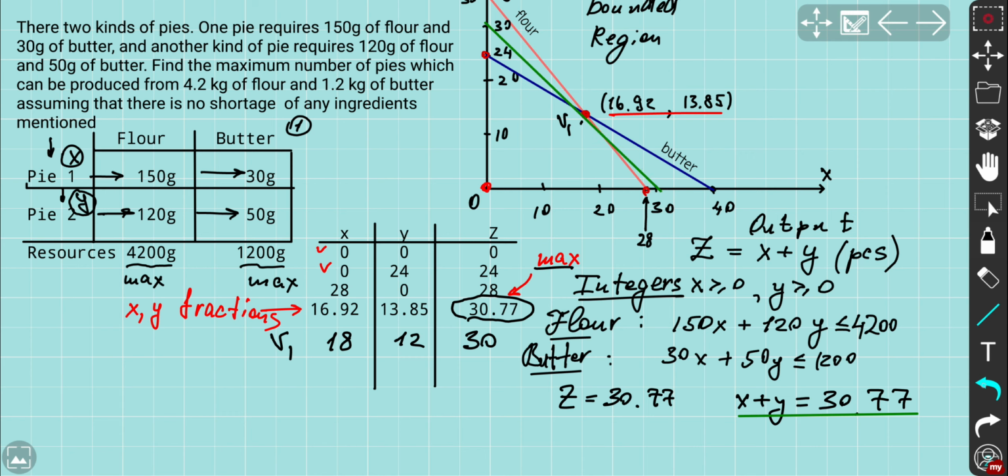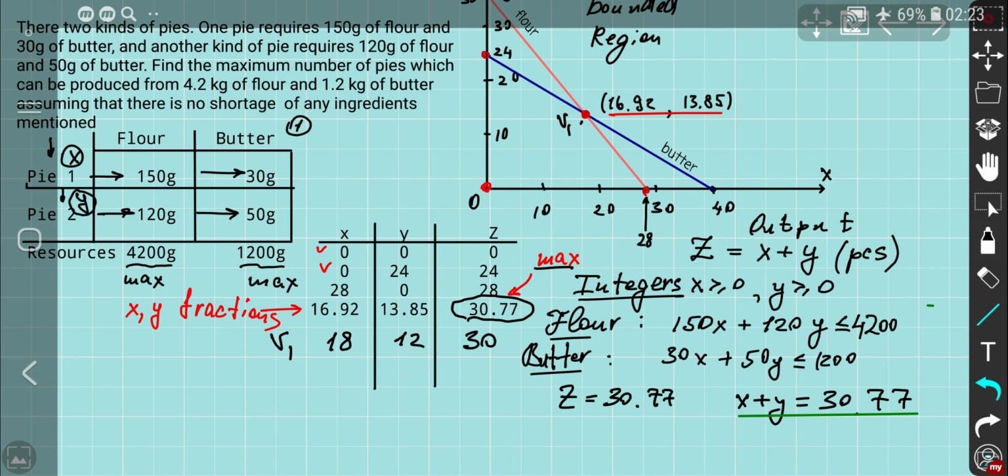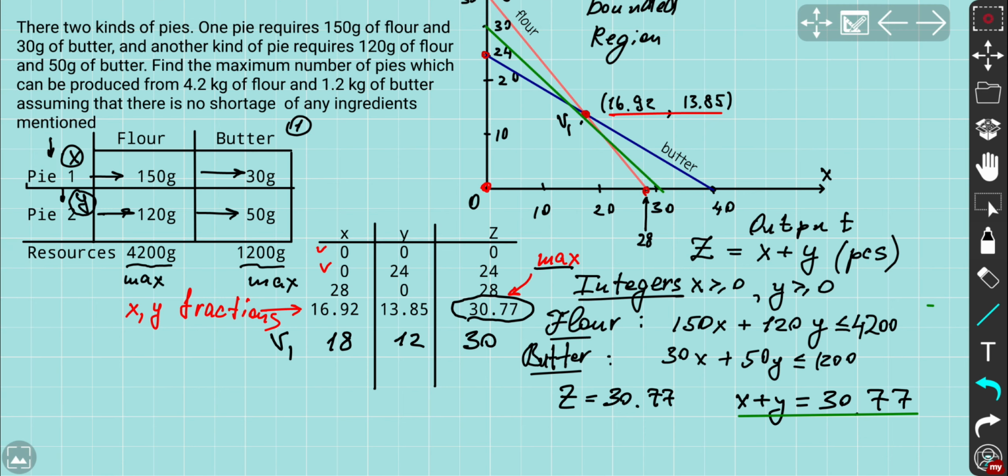Okay, one more time. Let it be the ideal line that goes through 30.77 and 30.77. Of course, those are the intercepts, and that's your ideal line. You understand that the nearest point to that is, as we established, v1. So that's the nearest point for that line.